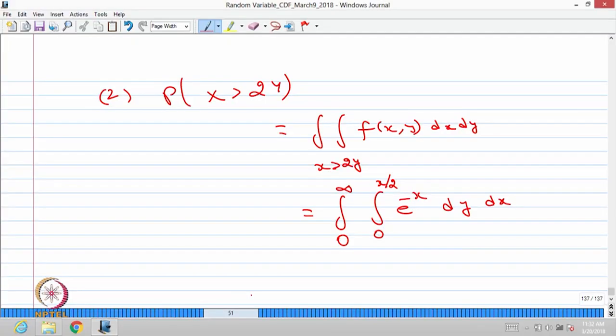That means the integration of the joint probability density function over x greater than 2y, where our joint probability density function is greater than 0 when 0 less than or equal to y less than x less than infinity. Therefore, you will get the integration with respect to y from 0 to x by 2 and integration with respect to x from 0 to infinity. If you do the simplification, you can get the answer 1 by 2. So, this is the probability of x is greater than 2 times y.